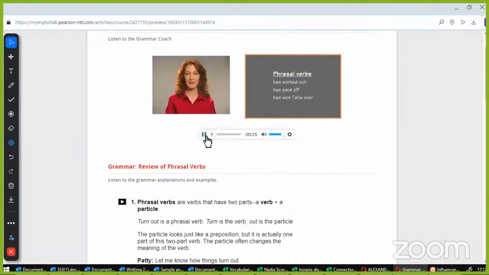Hi. I'm so happy everything has worked out so well. Talia's and Amy's hard work has paid off. Both of them have new jobs. And Nick may not have won the championship, but it seems that he's won Talia over. Phrasal verbs like work out, pay off, and win over are so important in English. Let's review them.